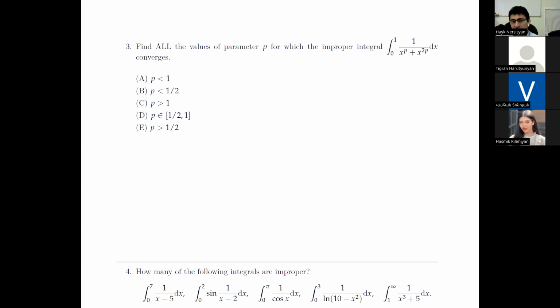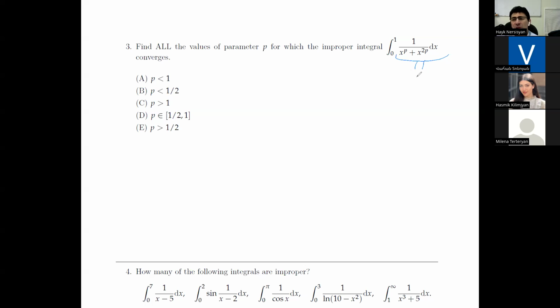Is it an improper integral? Seems so. So it is. Say again. I cannot hear you. So this is a function which at 0 has a singularity point. So we should study the convergence at 0 point.